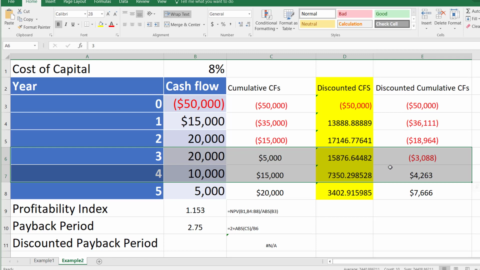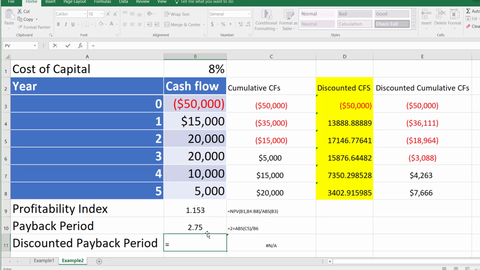That means based on discounted cash flow, it is going to take somewhere between 3 and 4 years. To get the exact number, you start with an equal sign and a 3, because you need 3 plus years. Then plus, you have to find the ratio. After year 3 you still have to recover $3,088, but in year 4 you're going to get 7,350.29, meaning it doesn't take all that money to recover it. So you use the ABS function to make that number positive: the absolute value of the amount you have to recover over the next year's discounted cash flow, which is year 4.